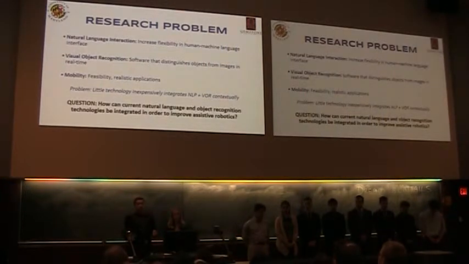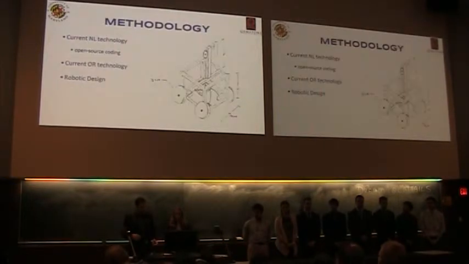Visual object recognition is as straightforward as it sounds. I can hold up an orange and it can tell me it's an orange. I can say, where's Kelsey? And it can find me Kelsey. So we want to be able to incorporate those two different things into one very helpful item. We want to do this in a mobile robotic design that involves a camera, motors for wheels, the whole nine yards as you see there.